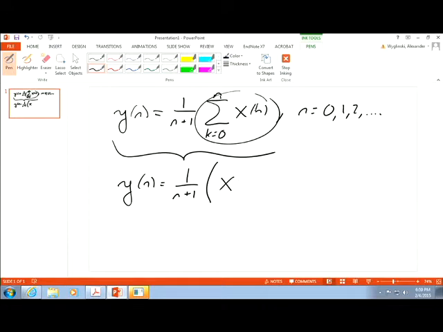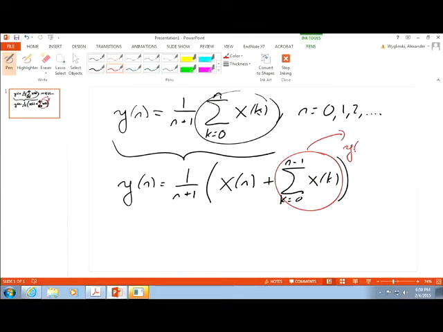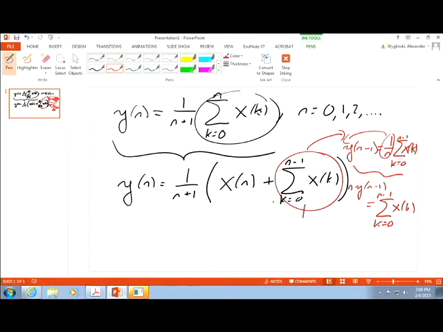And then let's say we have the summation, k from 0 to n minus 1, x of k. And we know at the same time that y of n minus 1 is equal to 1 over n, summation k equals 0 to n minus 1, x of k. And so if we now play that trick, let's move this guy over to that side. So we can rewrite it as y of n minus 1 times n is equal to that summation. And then we can replace him with all of that.